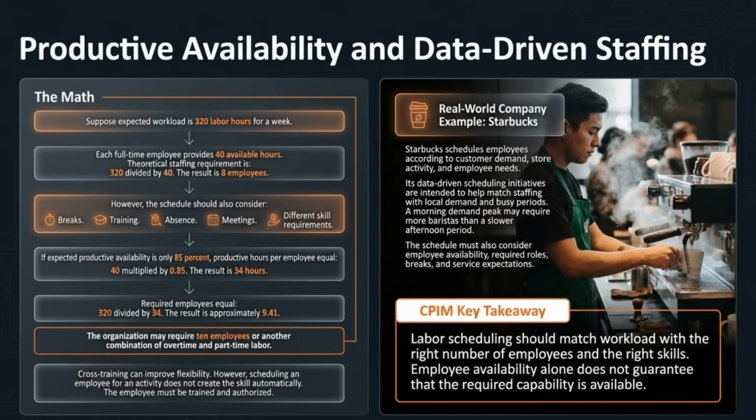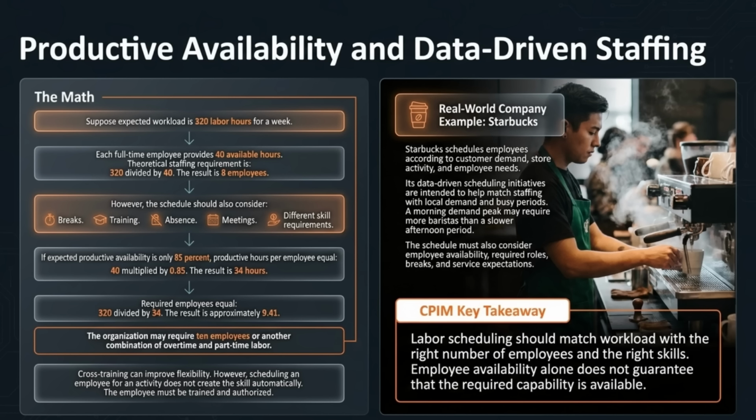If expected productive availability is only 85%, productive hours per employee equal 40 multiplied by 0.85. The result is 34 hours. Required employees equals 320 divided by 34. The result is approximately 9.41. The organization may require 10 employees or another combination of overtime and part-time labor.